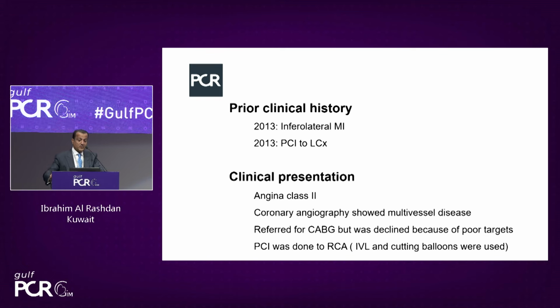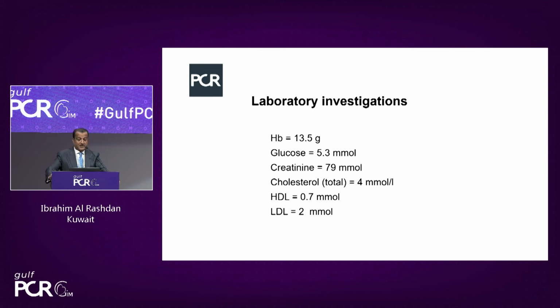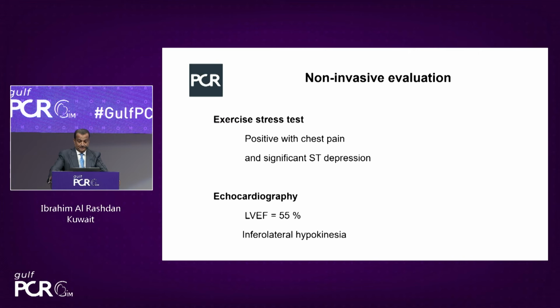He had an infralateral MI in 2013, and at the time he had PCI of the left circumflex. He presents with class 2 angina, coronary angiography showed multi-vessel disease. He was referred for CABG, but this was declined because of poor targets. PCI was done to the right coronary artery using intravascular lithotripsy and cutting balloon. His laboratory examinations were unremarkable with normal renal function, and the rest you could see.